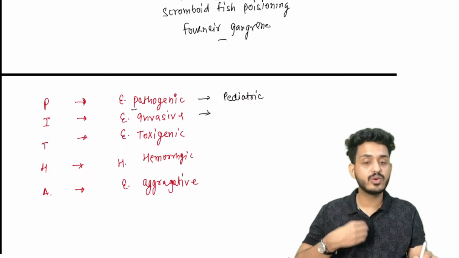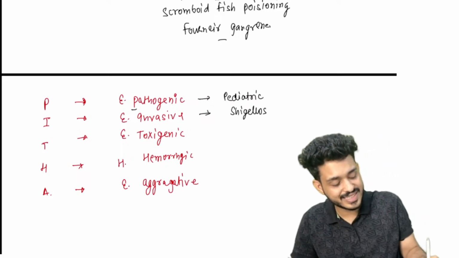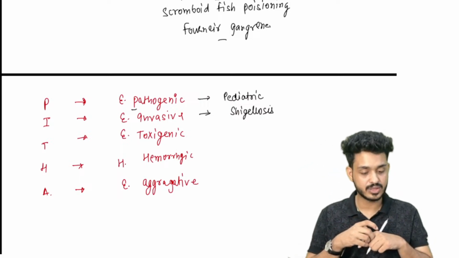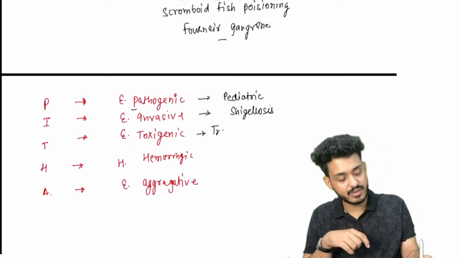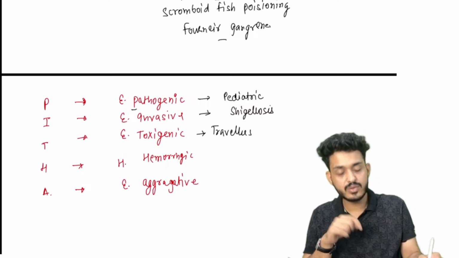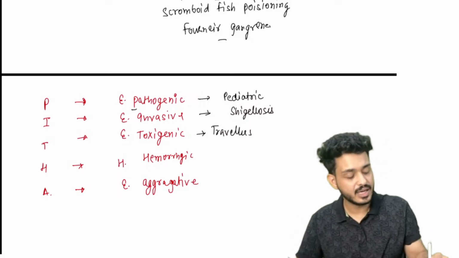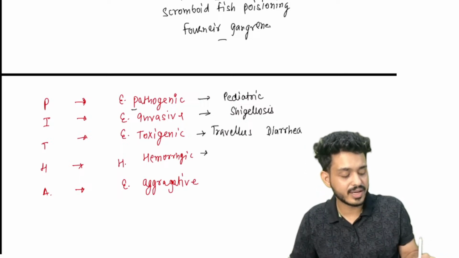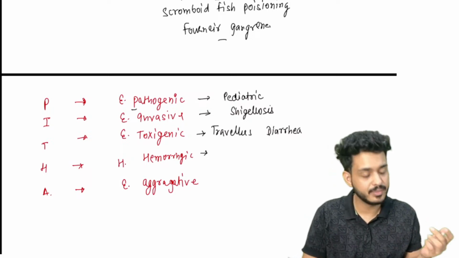Invasive means it will be going into the blood. That would be resembling what? Shigellosis. Invasive will be resembling shigellosis. Toxigenic, T for toxigenic, T for travelers diarrhea. Those people who are coming from abroad, they are having some kind of diarrhea, that is travelers diarrhea because of E. coli most likely. We are already immune. We are eating burger, samosa, dosa, whatever we are eating, we are already immune, right?